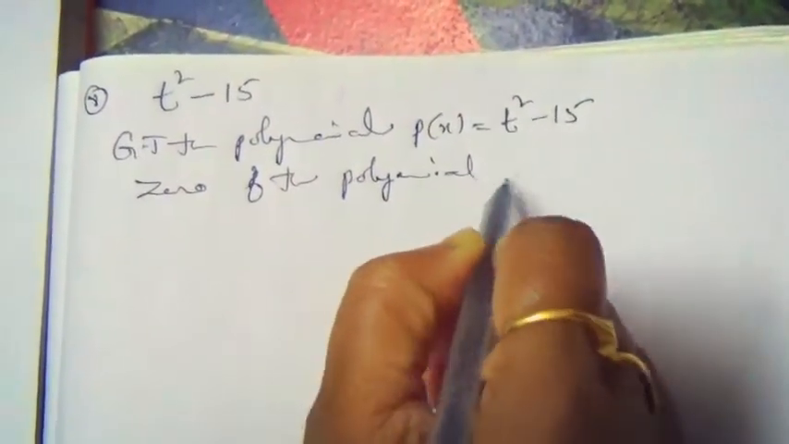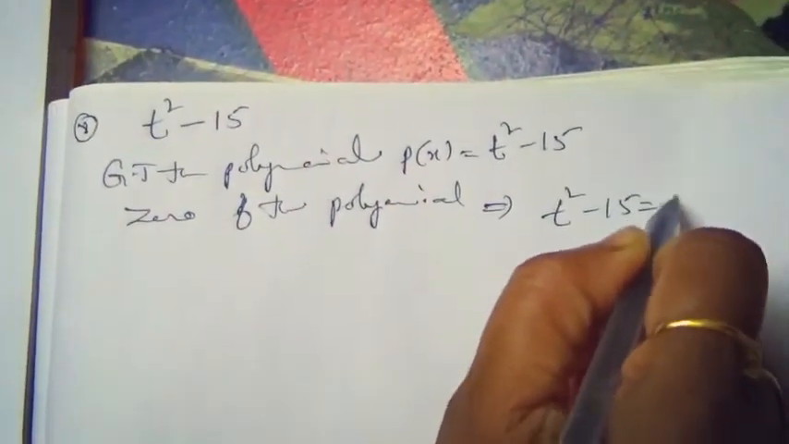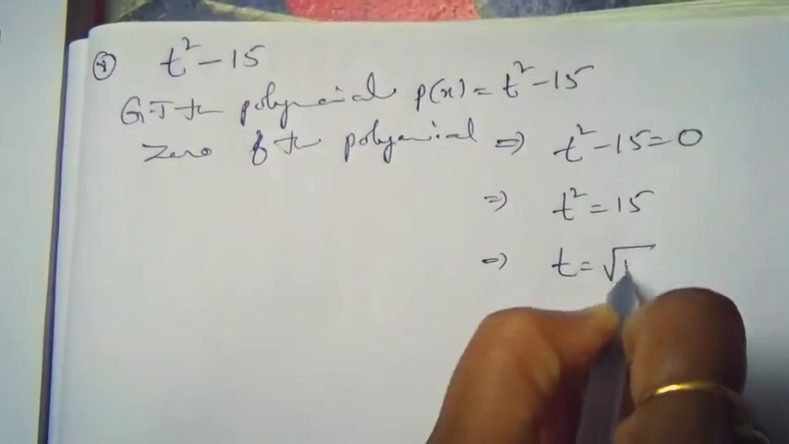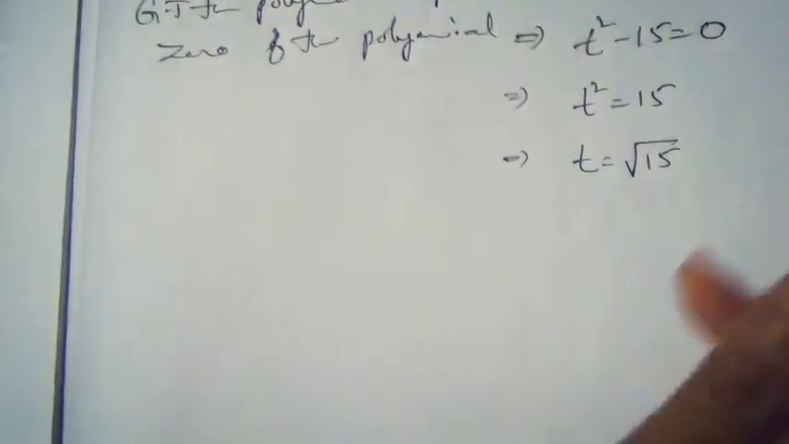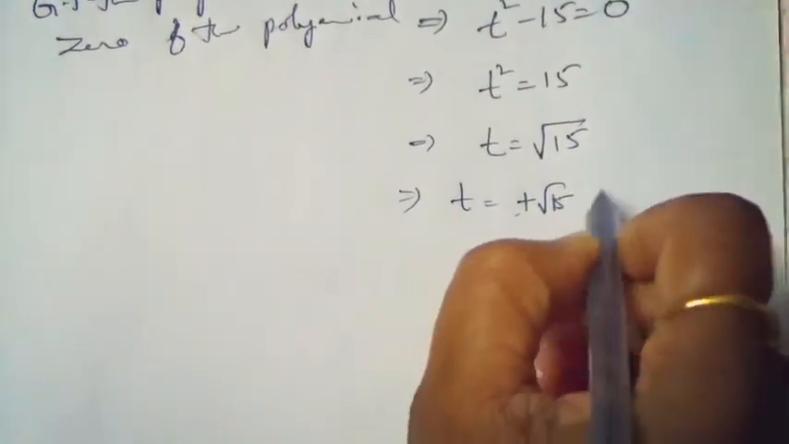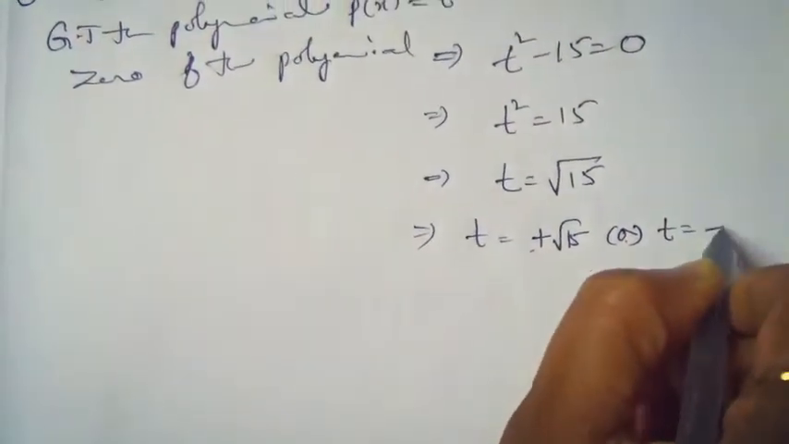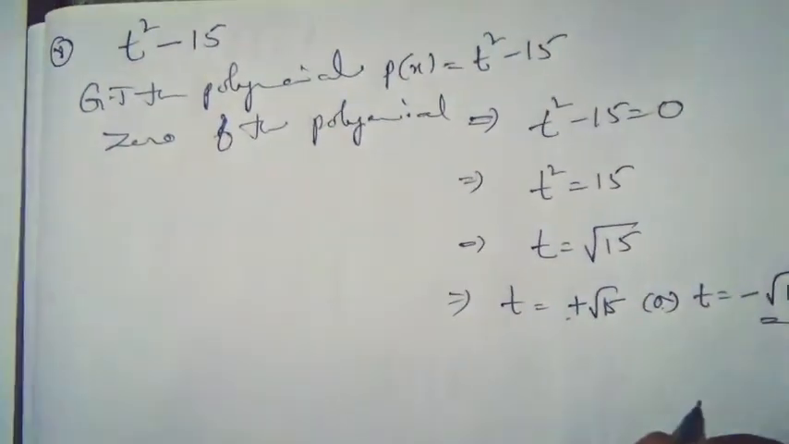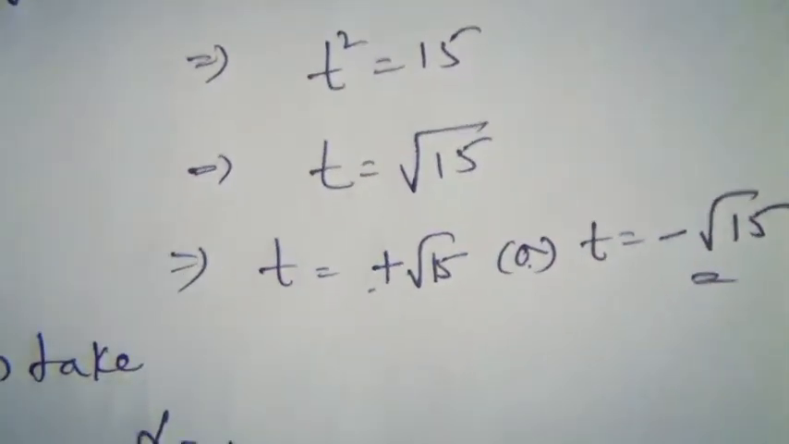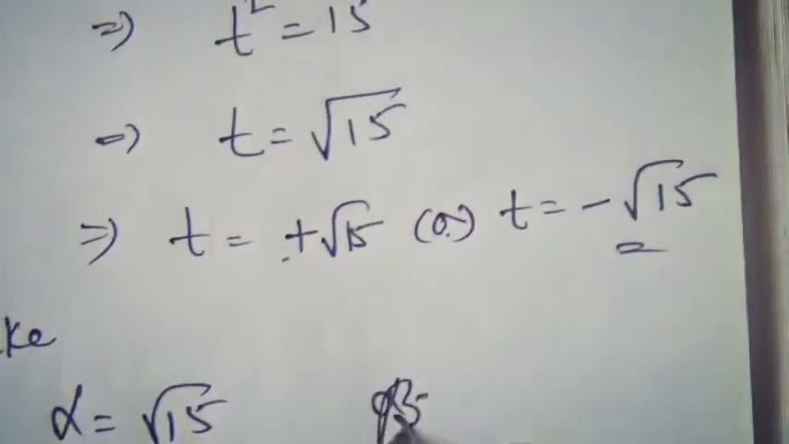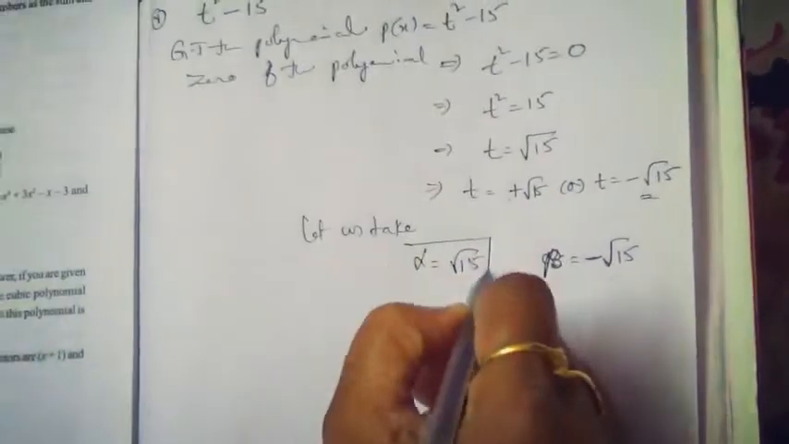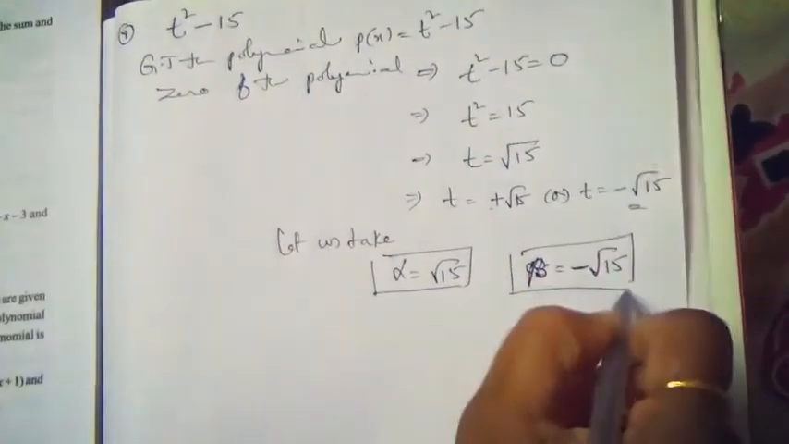Zero of the polynomial, that implies t square minus 15 is equal to 0. That implies t square is equal to 15. That implies t is equal to square root of 15. When the number comes from a square root, you will get two values, that is plus square root of 15 or t is equal to minus square root of 15. You have two zeros, right? Let us take alpha is equal to root 15, beta is equal to minus root 15. You have two zeros of this equation.